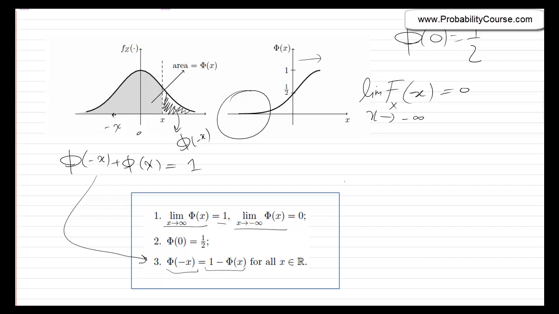So these are just some properties of the Φ function. And because this Φ function is an important function, it is usually available in calculators, software packages, and so on. So in MATLAB, for example, you can use the command normcdf to get the value of Φ(x).